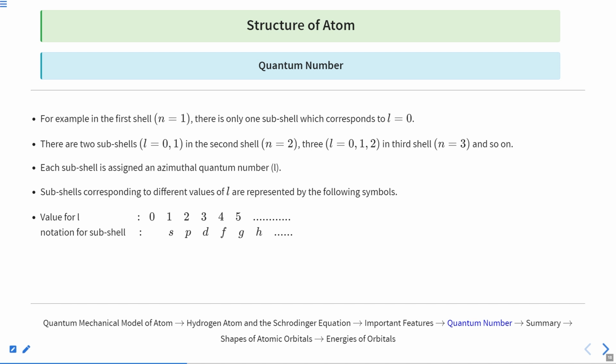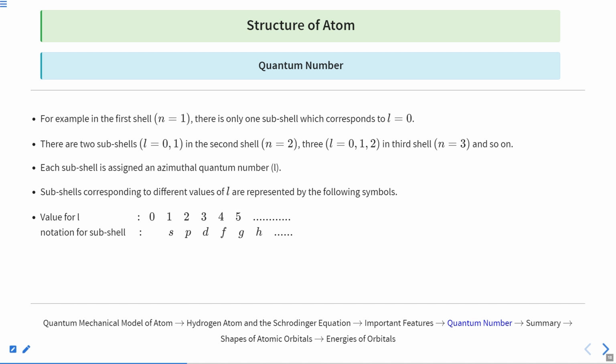Clear? As I have told you, if n is equal to 1, then it will have only one subshell whose value is equal to 0, which means it will have only the s subshell. Next, if n is equal to 2, then L will span from 0 to 1, which means we will have s and p as the subshells in the second shell. Now if n is equal to 3, it will have 3 subshells: s, p and d. In this way, you go on increasing the value of the shell. Clear?